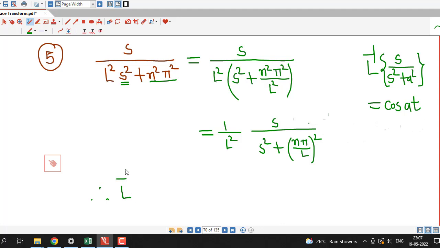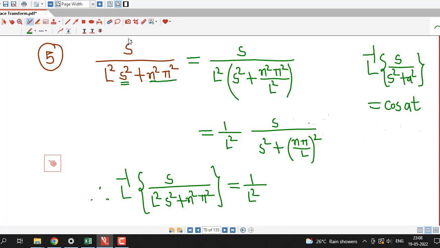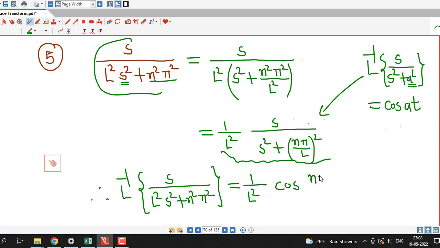Therefore, L inverse of s divided by L square s square plus n square pi square is equal to 1 divided by L square times the inverse Laplace transform of this function. 1 by L square is constant, and we use this formula; if we compare, a equals n pi divided by L. So this is going to be cos of n pi divided by L times t, cos at, with a equal to n pi divided by L.